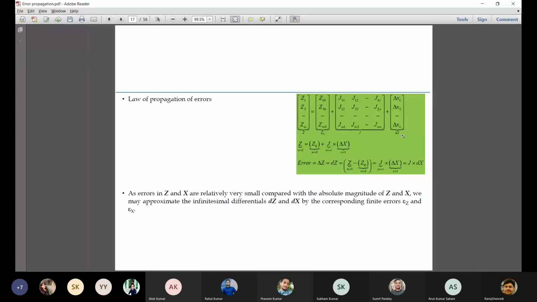But why is it important? Because the moment you have linearized it, it is better to represent it in vector form like that: z is equal to z0 plus J into delta x. Now it is a function of the form y is equal to Jx plus z0, or z is equal to Jx plus z0. Similarly, you can write it as y is equal to Ax plus B, isn't it?